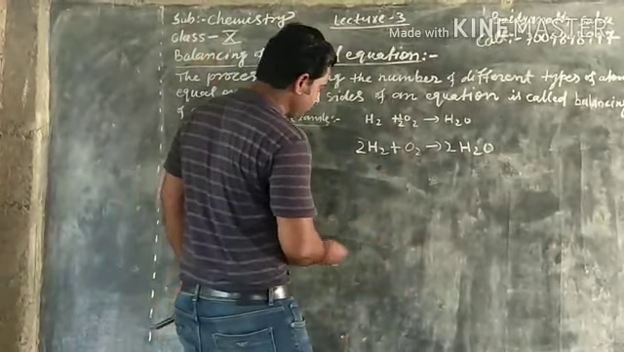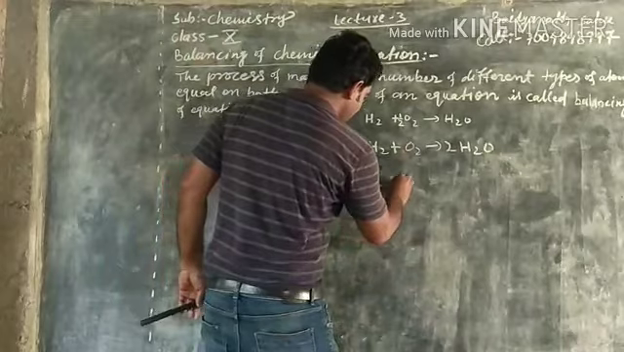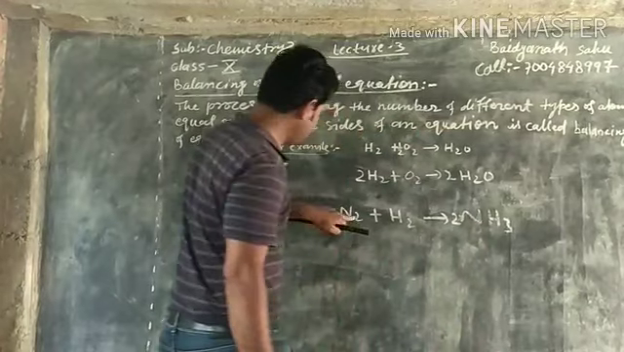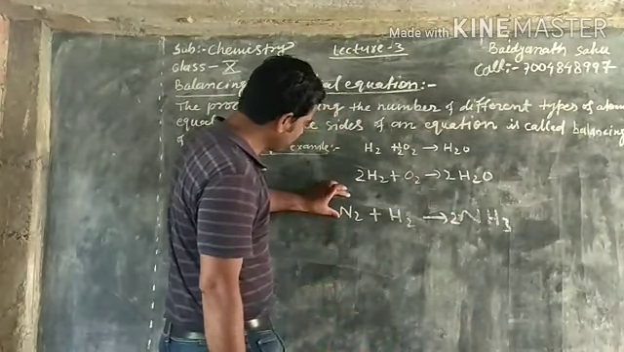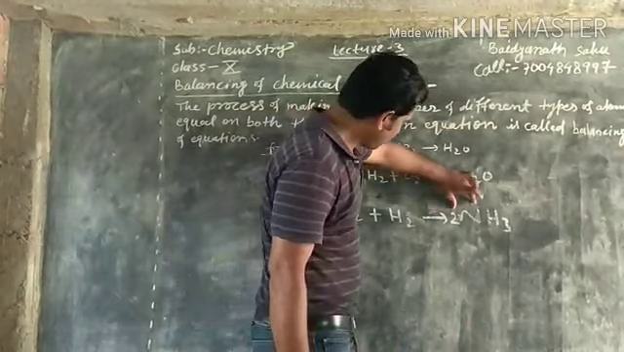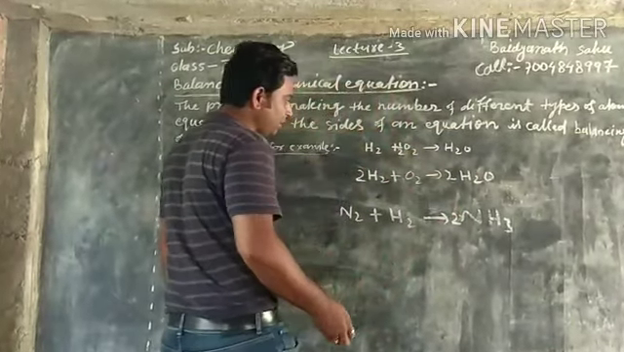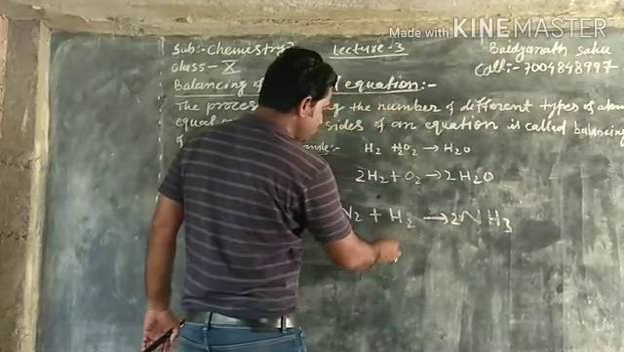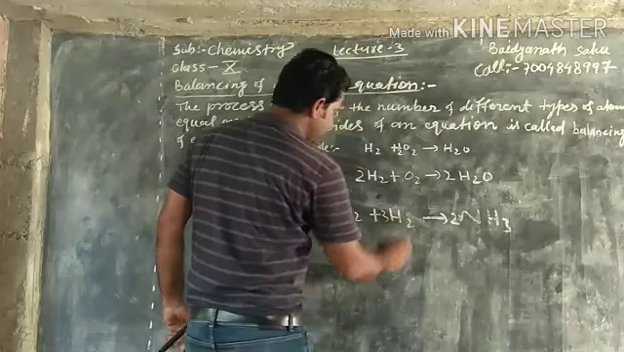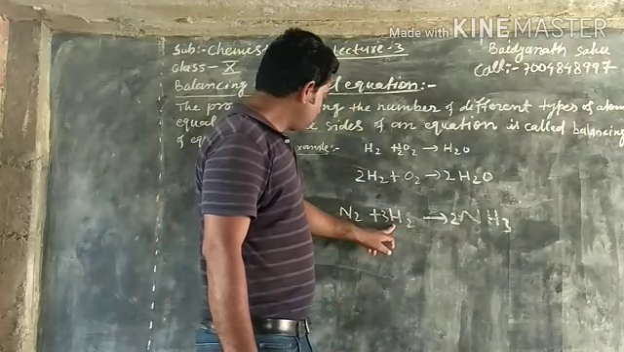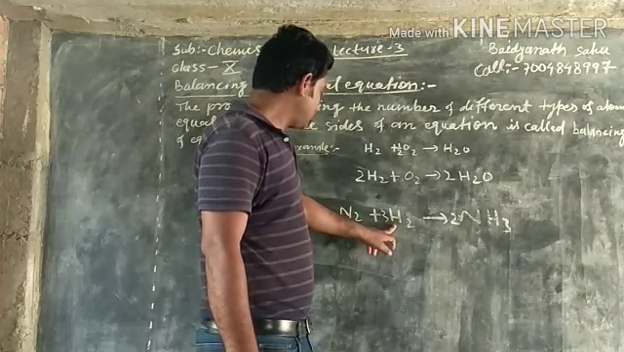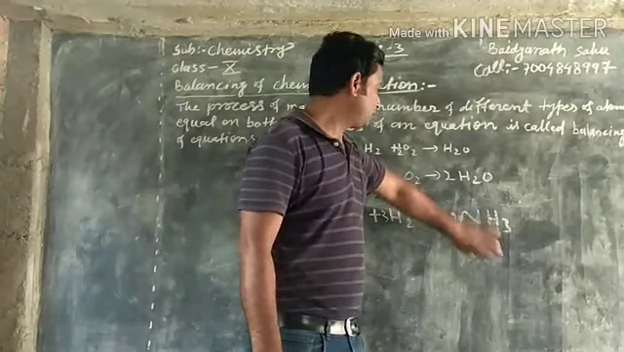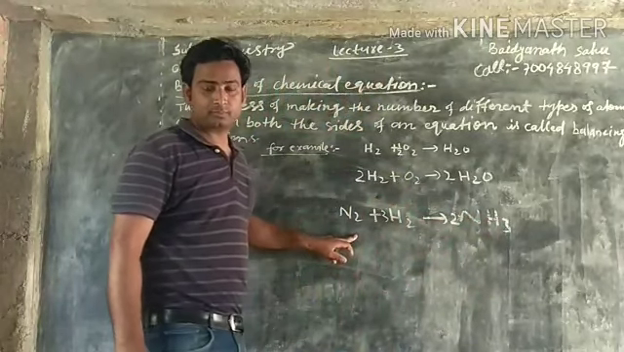Now some more examples. N2 plus H2, we have to put 2 on this side. Now N2 means the number of nitrogen atoms is 2 on the reactant side, and the number of nitrogen atoms is also 2 on the product side. But now hydrogen becomes 6. Here hydrogen is 2, so we have to multiply by 3. Now 3 times 2 is 6, so the number of hydrogen atoms is also 6. So now the number of atoms on the reactant side is equal to the number on the product side. So now this equation is balanced.